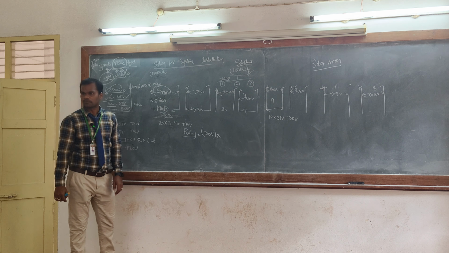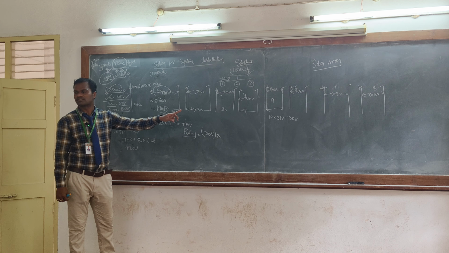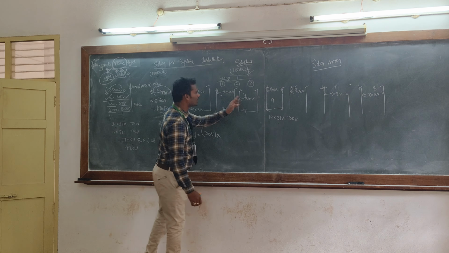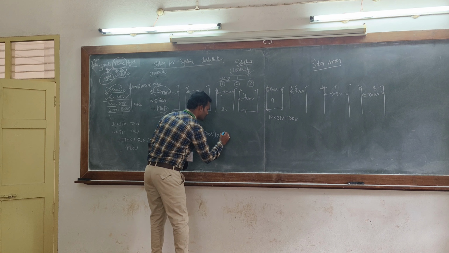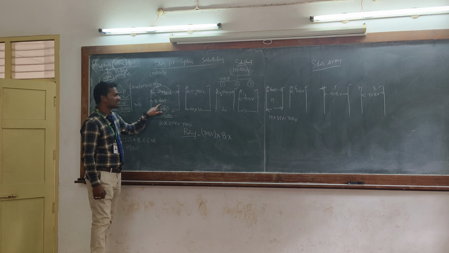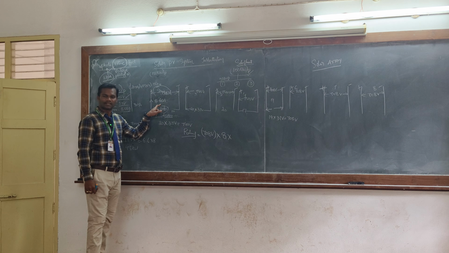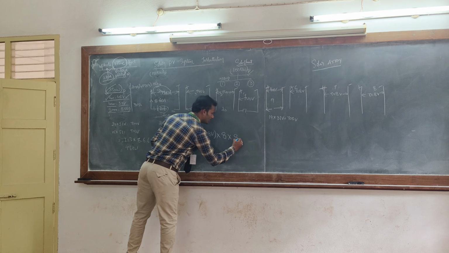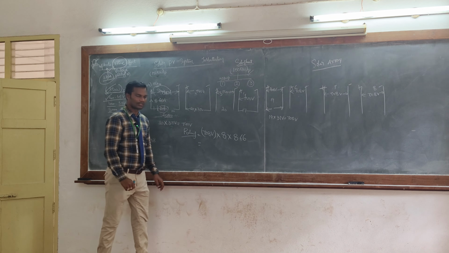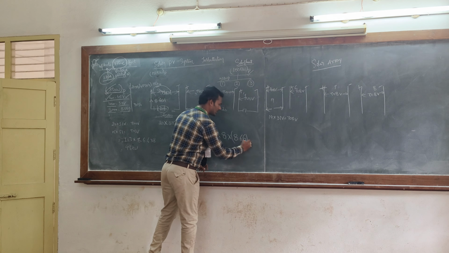Okay, 708 volts, and all are connected in series or parallel? Series. Okay, therefore we are going to multiply. How many are there? 8 are there. Therefore you are going to multiply with 8 panels, multiplied with the current of the total system, 8.66. Just try to multiply this voltage into current.